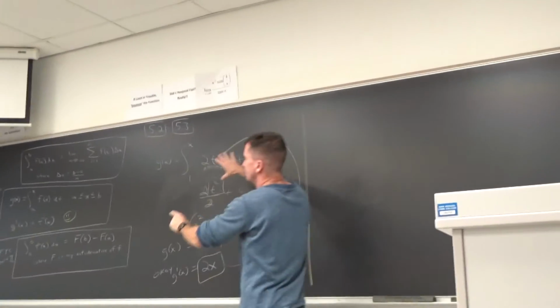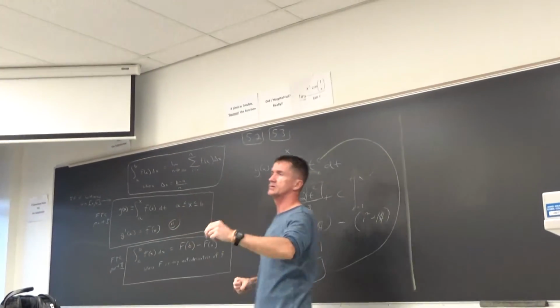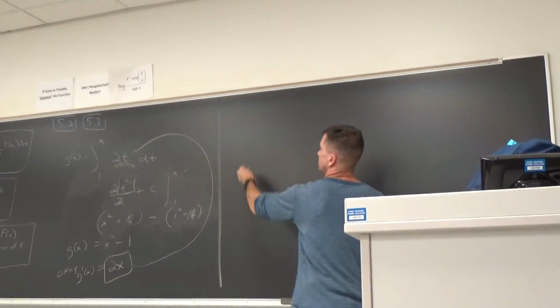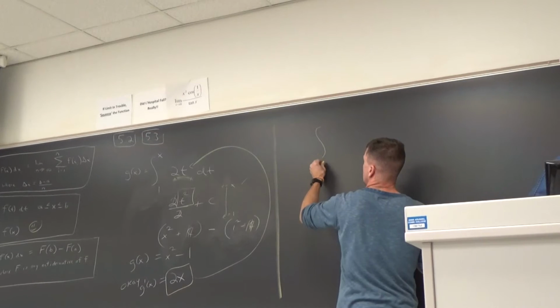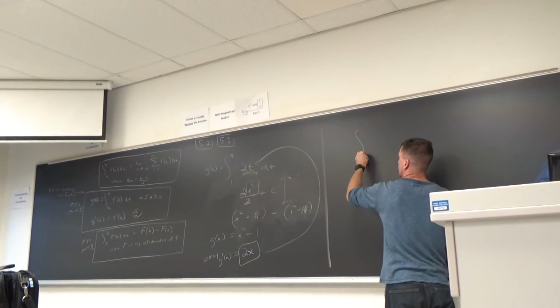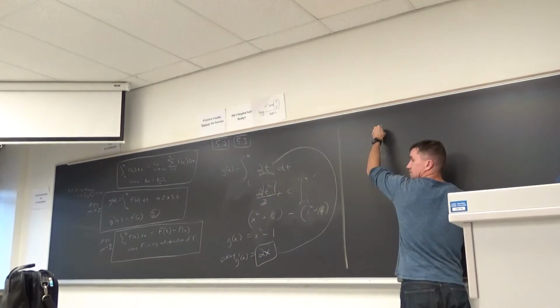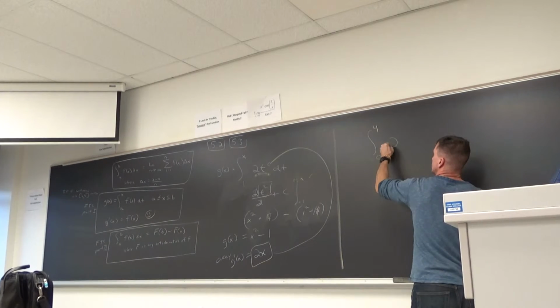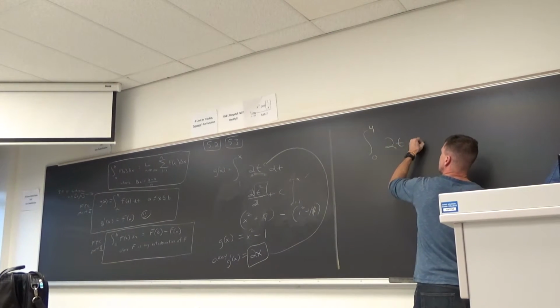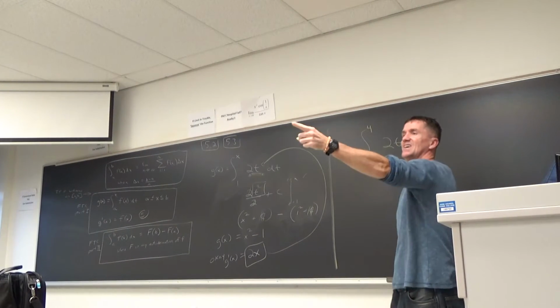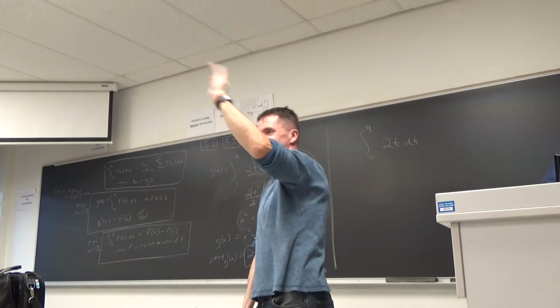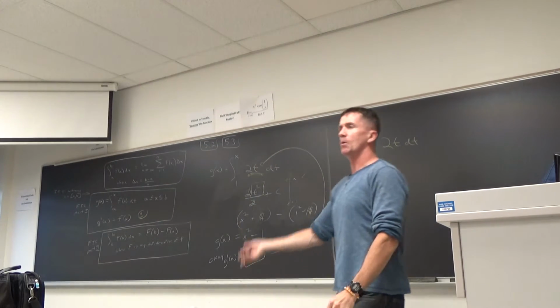So this was kind of giving us a sense of part one. Let's look at part two. All right, how about this? I want you to find this. Go from 0 to 4 of 2t dt. So there's a definite integral. All right, we don't want the plus c's, right? We're not going to do it. But what is this finding?